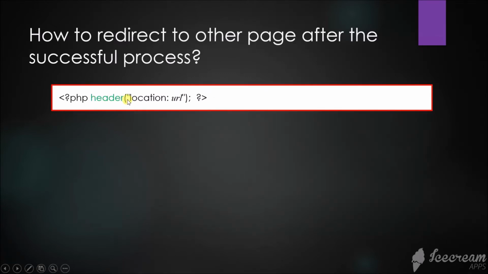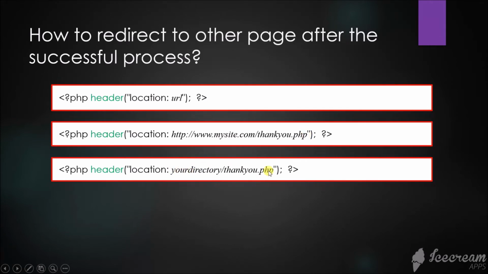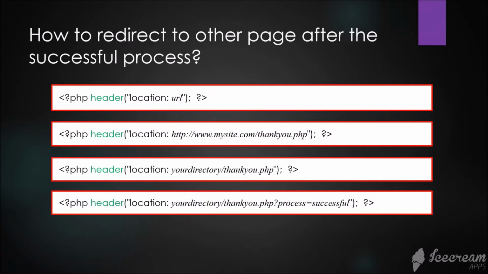We're going to use the header function, then having a value of string, location, colon, then URL. So we have here yung sample natin having the full URL, or we can also have yung directory path of the URL or yung location ng page. Okay? So we can do that. So we can also implement yung get method pagdating sa redirection. Something like this. We just need to specify question mark, then the key and value. So in this case, we have the process equals successful.